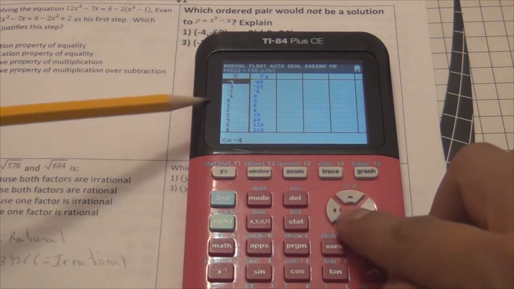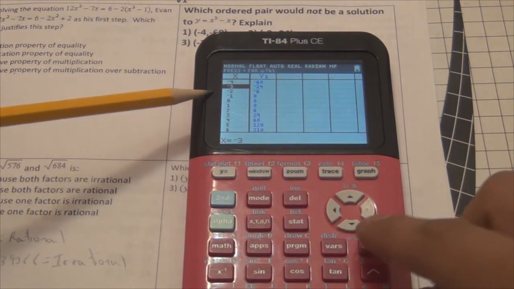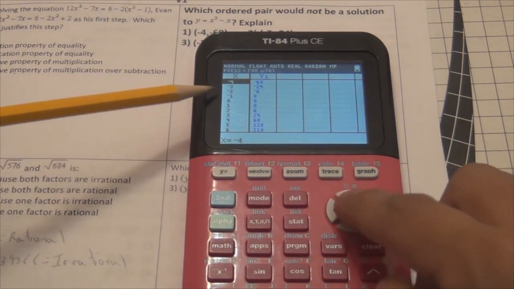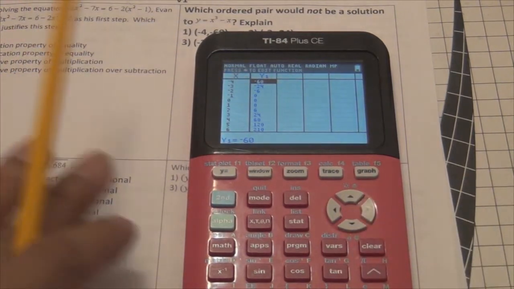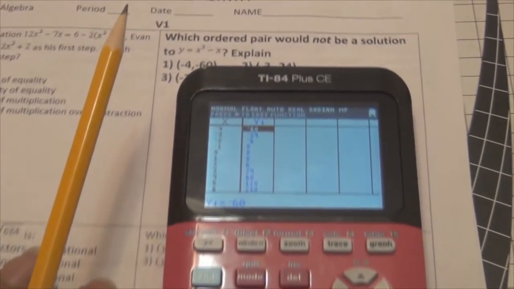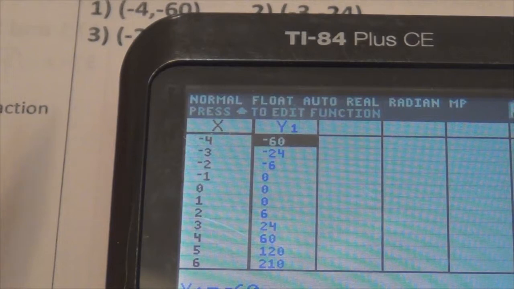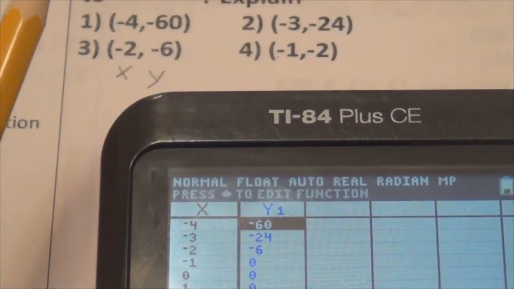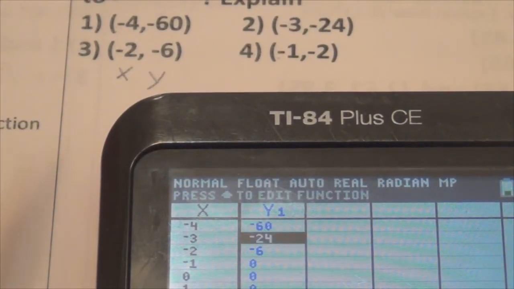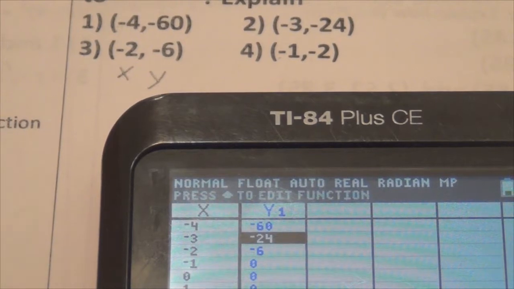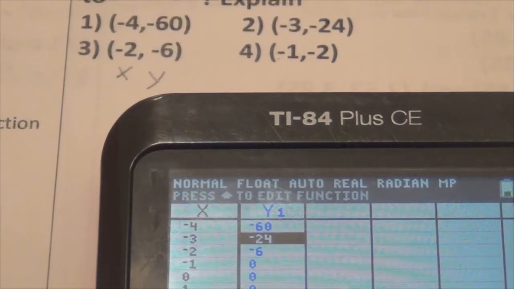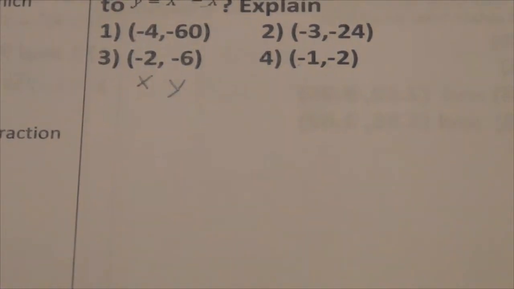And now check, you see when x is -4, I get y to be -60. See that? When x is -3, I get -24, which works. And then you check and you'll see which one doesn't belong. So, explain.